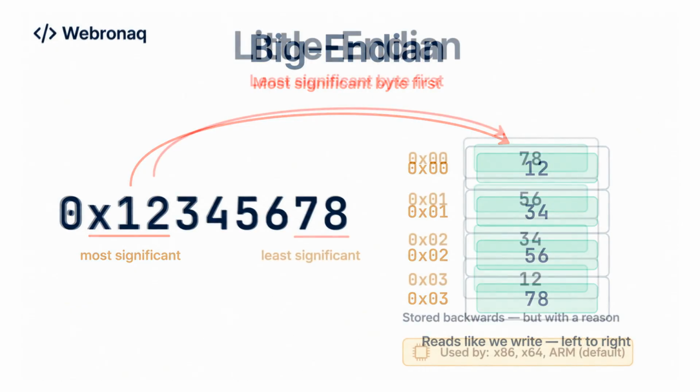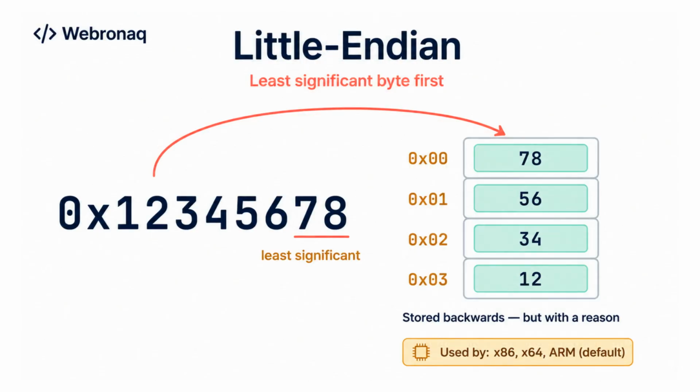Now let's flip it. Now look at this, little-endian. Same number, completely opposite order. Here, the little end goes first. Little end meaning the least significant byte, the one carrying the smallest value. So 78, which was at the far right of our number, now sits in the first memory address. Then 56, then 34, and finally 12 ends up last. The number is stored in memory backwards compared to how we read it.